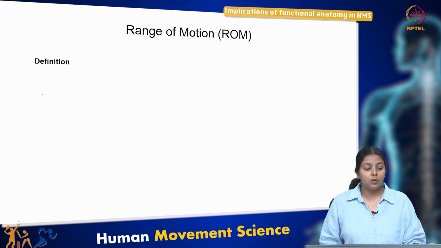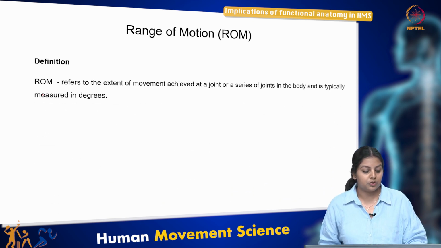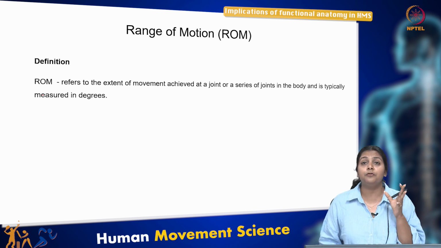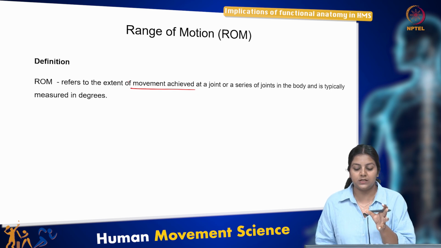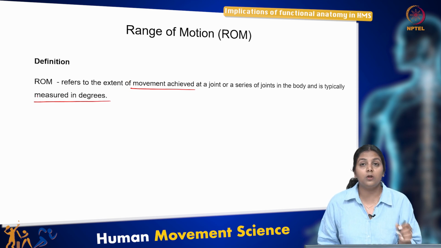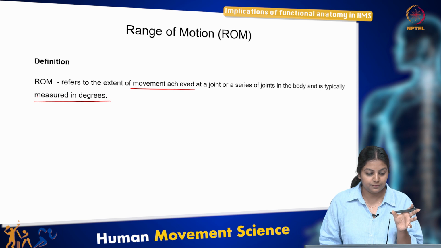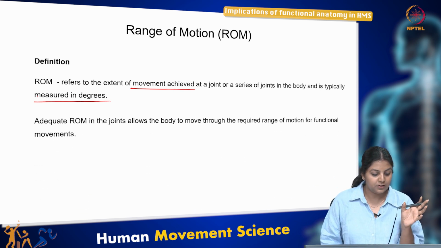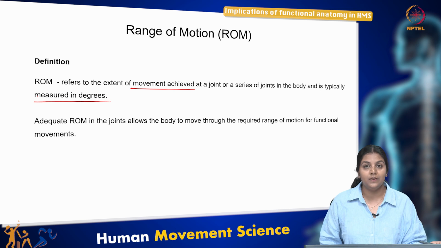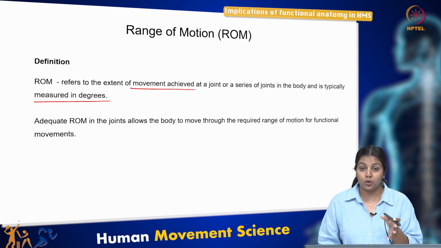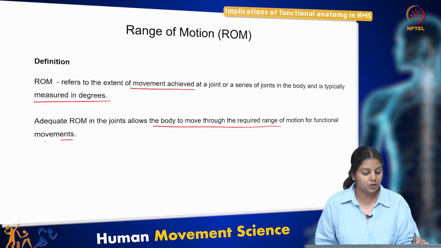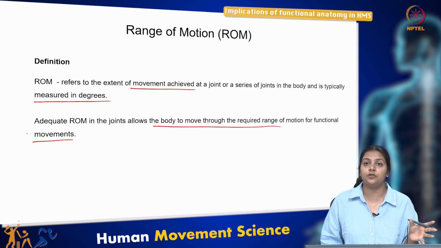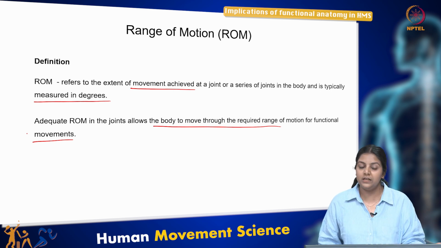Range of motion. So let's look at the definition of range of motion. Range of motion refers to the extent of movement, so the extent of movement achieved at a joint or a series of joints in the body, and it's typically measured in degrees. So what range of motion can a joint achieve? If it's actively achieved, then it is active range of motion. So adequate range of motion in the joints allows the body to move through required range of motion for functional movement. So you need an adequate range of motion to be able to perform the movement efficiently.